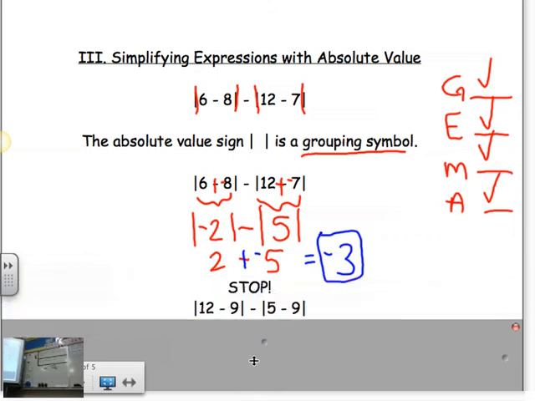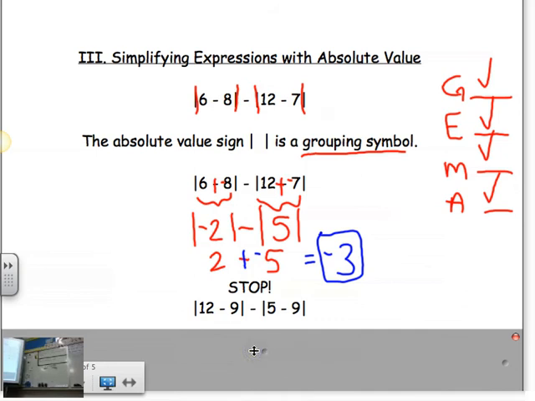Please stop the video here. Try this expression. Press play after you have tried it to check your answer.